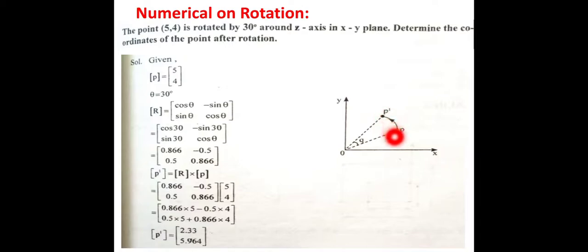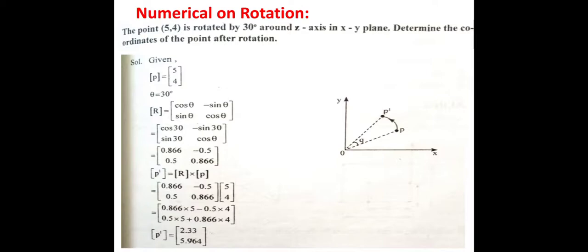So if you see, when you rotate this P by 30 degrees, it moves in the x direction towards the origin. That's why we got 2.33, which is reduced in the x direction, and in the y direction it moves upwards. That's why it is 5.964. Okay. Now let us go to the next topic.